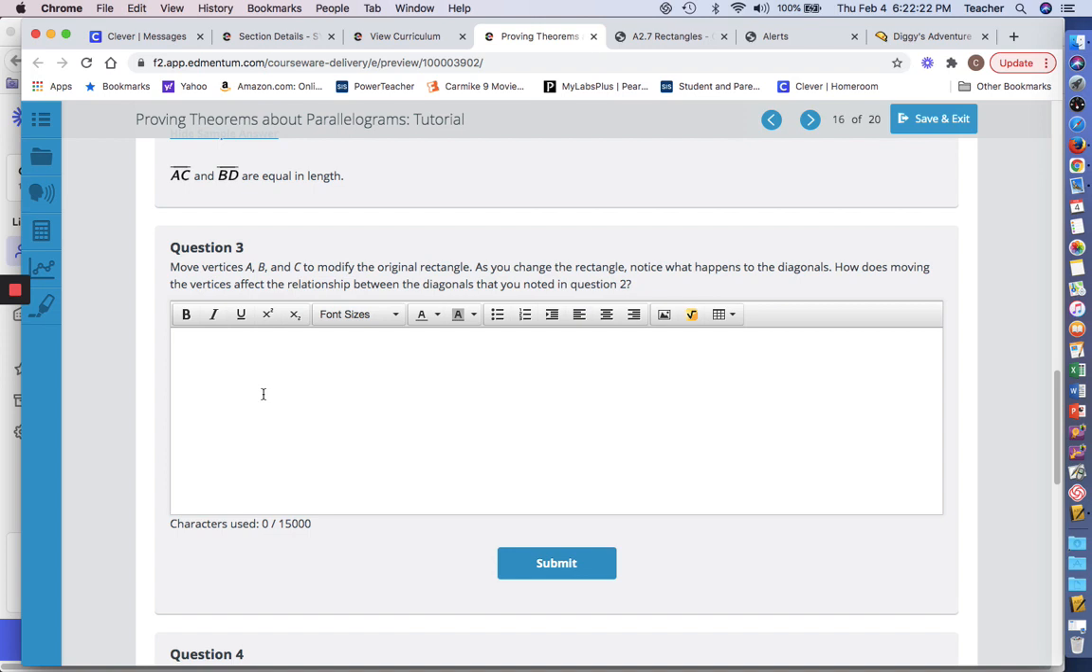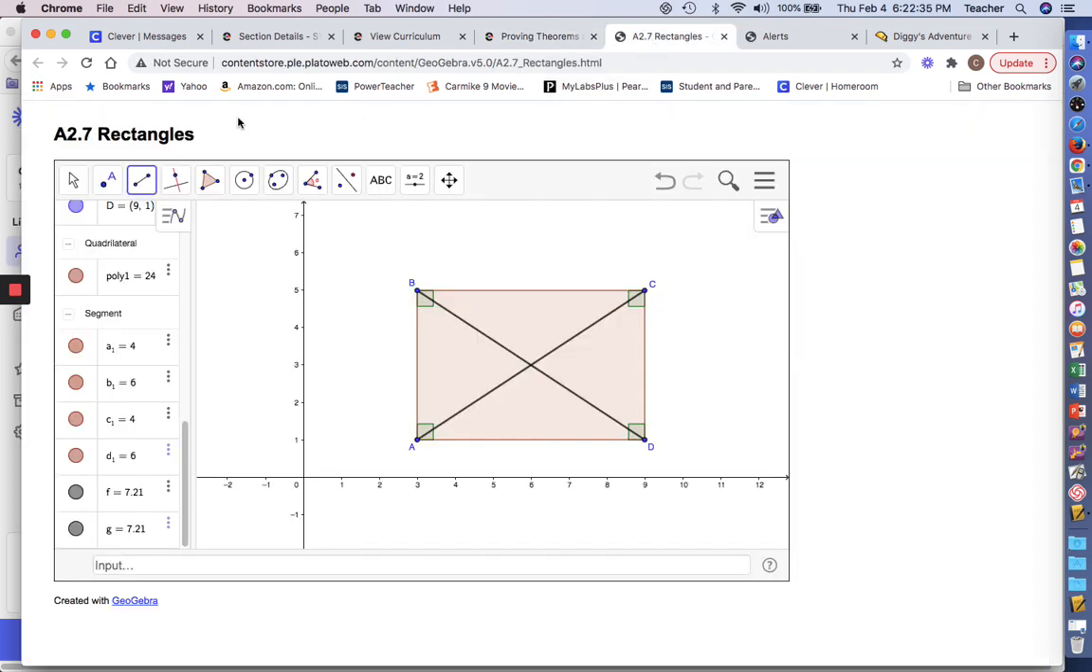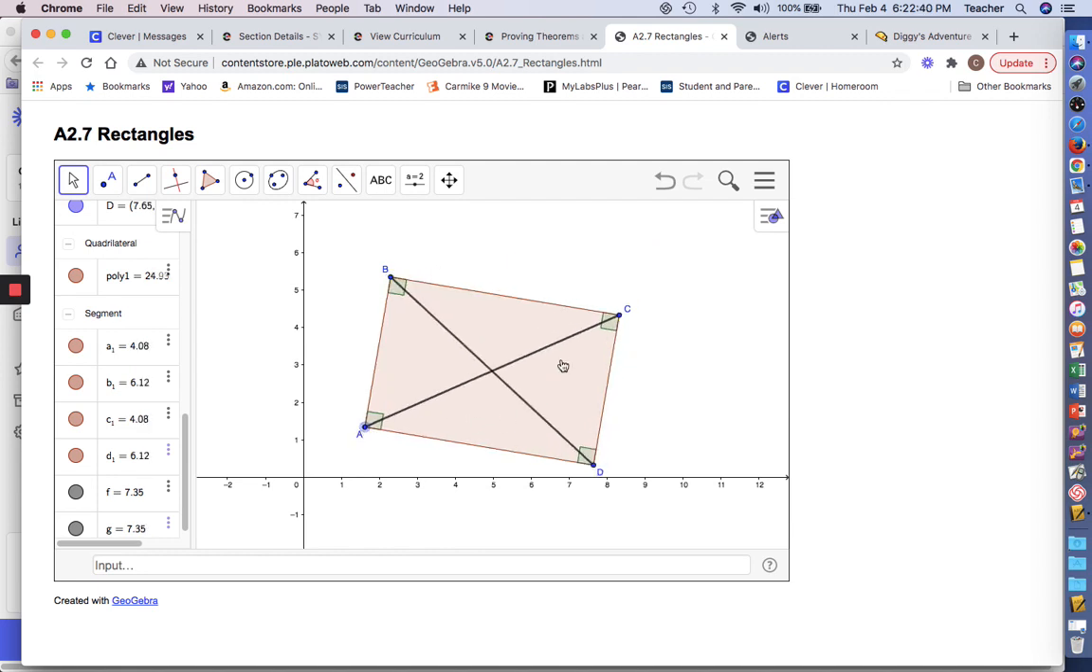All right, question 3. Move vertices A, B, C to modify the original rectangle. As you change the rectangle, notice what happens to the diagonals. How does this moving of the vertices affect the relationship between the diagonals that you noted in question 2? I'm going to tell you right now, it's not going to change it. I'm going to come over here and click move, and I'm going to click A and B and C.